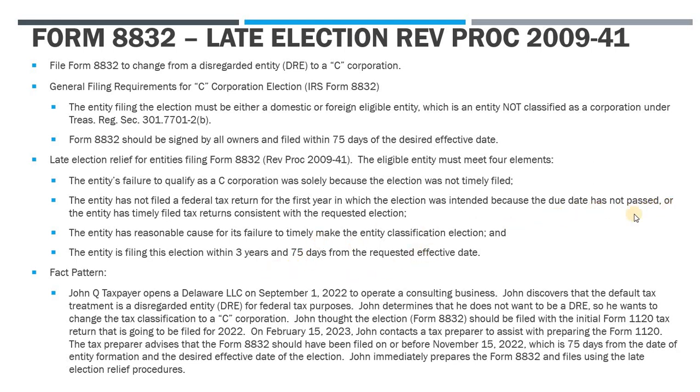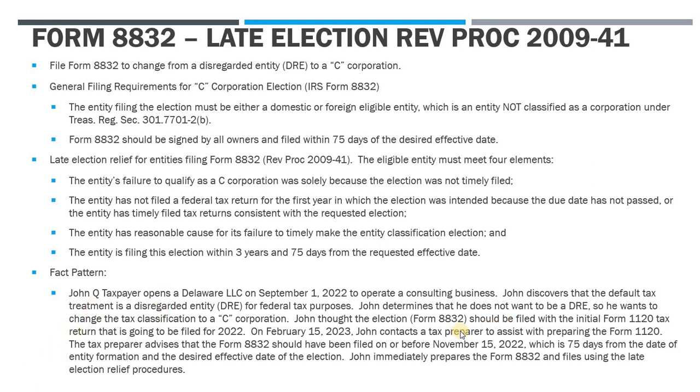And we also have to have been filing tax returns consistent with the election, right? So points 2 and 4 kind of go hand in hand, right? If you catch the error before the first tax return is due, that's great. If you forget to file the election, but you've been filing tax returns consistent with the election as if it was made, then you have 3 years and 75 days before you have to cure the error.